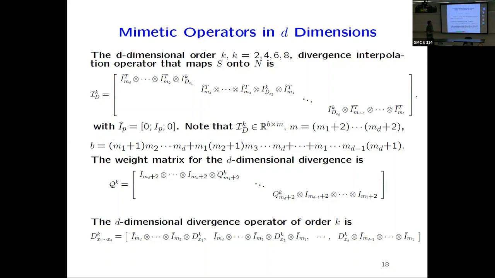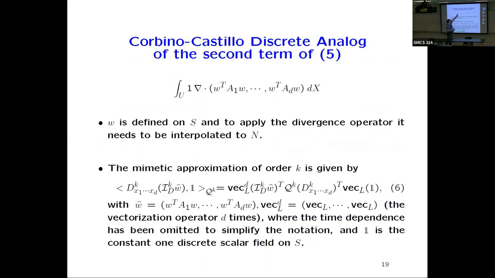But let me show you. So this is the equation, and I will introduce a one for convenience. The W is defined on S, which is the centers and the boundaries. And the side of the divergence operator needs an interpolation to be in N. And so the mimetic approximation of this term is this. I will approximate that integral by this.